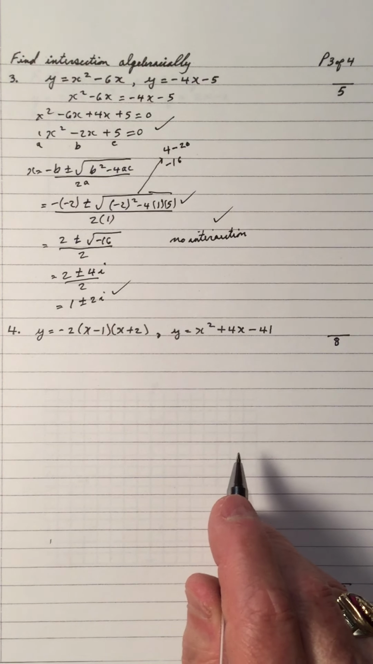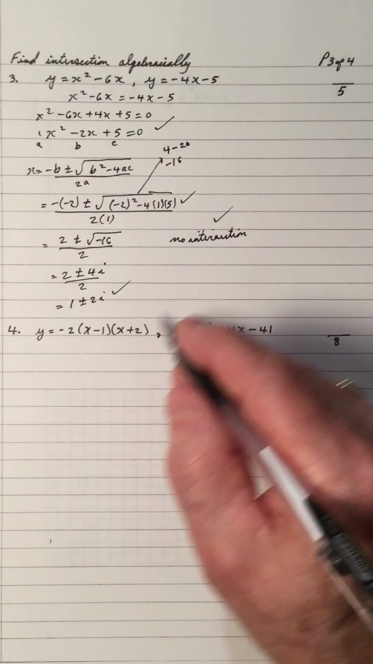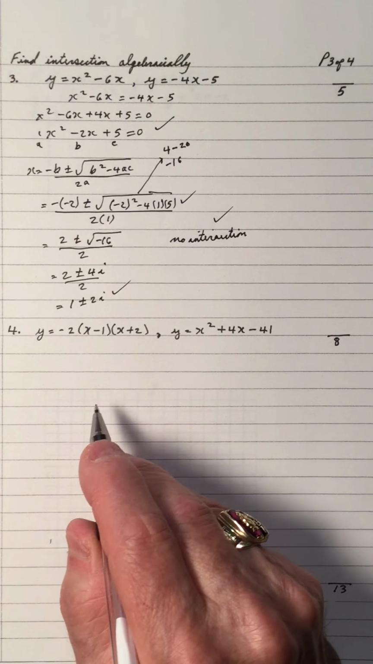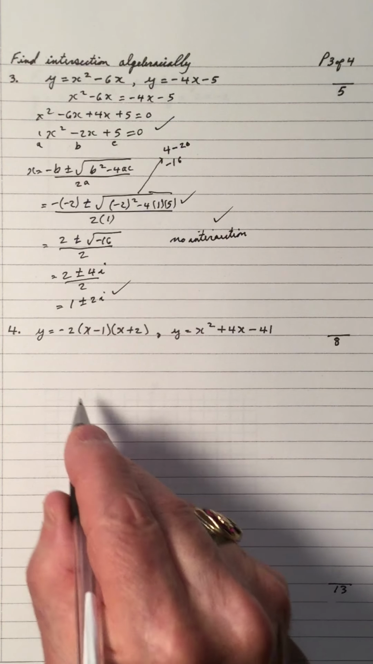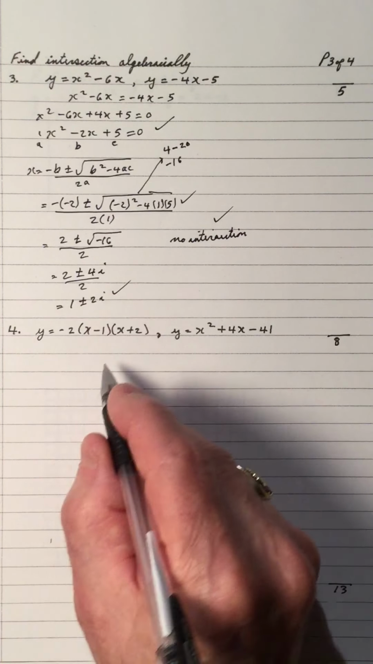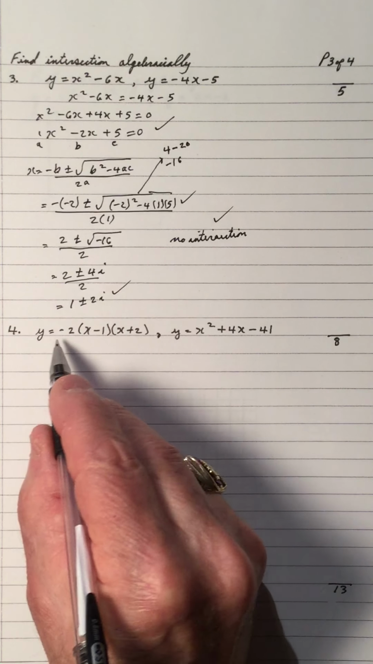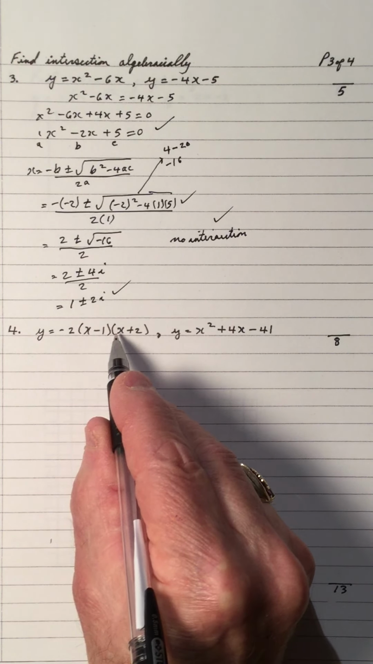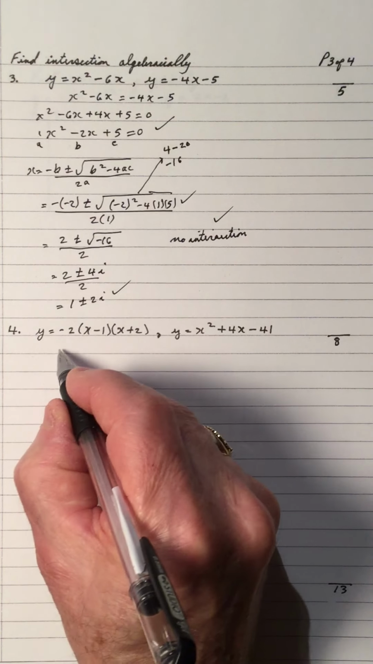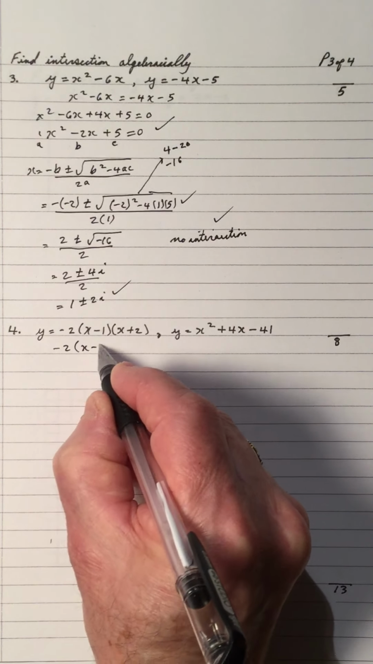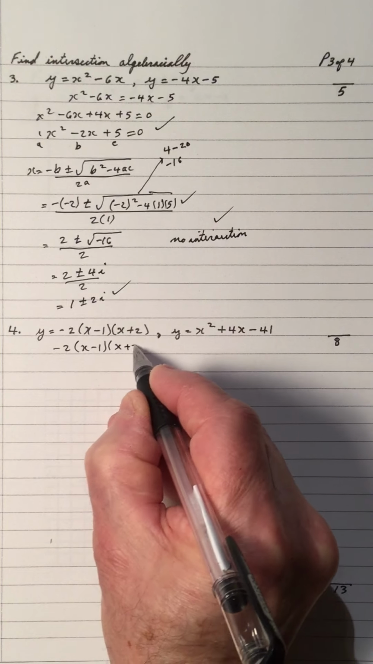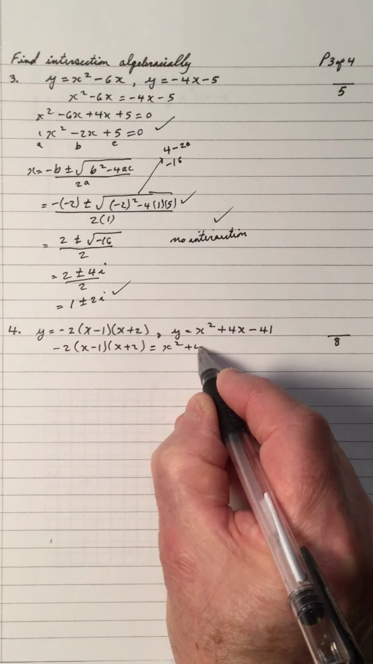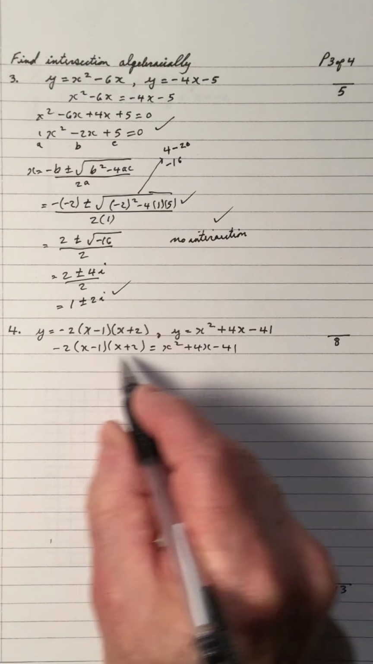Okay, and 1 more to do. Oh, we got 2 more to do actually, because it's page 3 or 4. It's number 4. And let's see. We have equations are different. This is a quadratic again, because it's x times x is x squared, but it's in what we call the factored form. So we'll let both expressions equal each other because they're equal to y's. So there it is, they're equal.